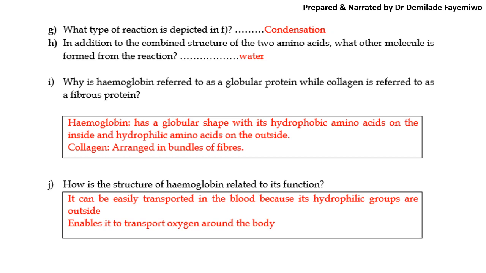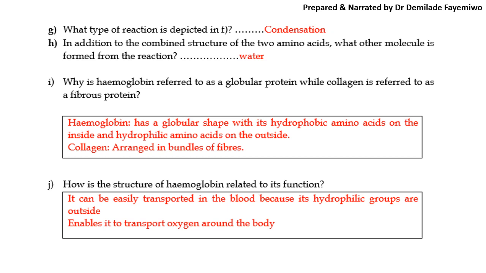And then, what kind of reaction is it? It's a condensation reaction. In addition to the combined structure, what other molecule is formed? It's water. And then there's a question about hemoglobin. Why is hemoglobin referred to as globular while collagen is a fibrous protein?